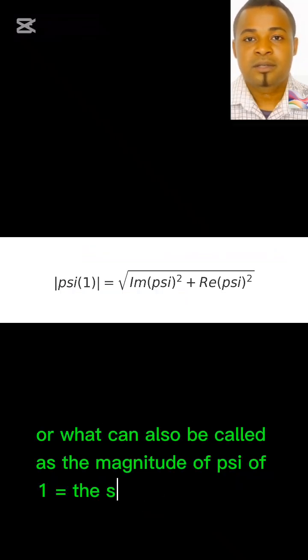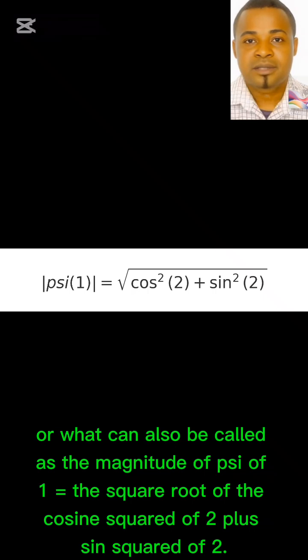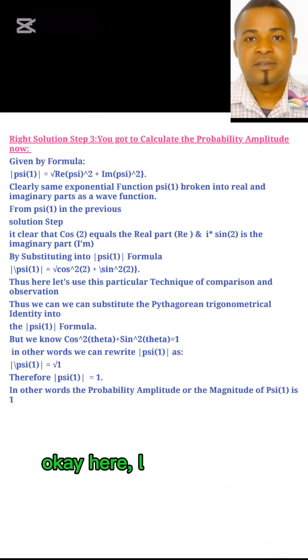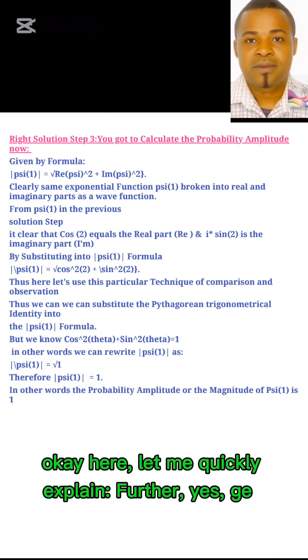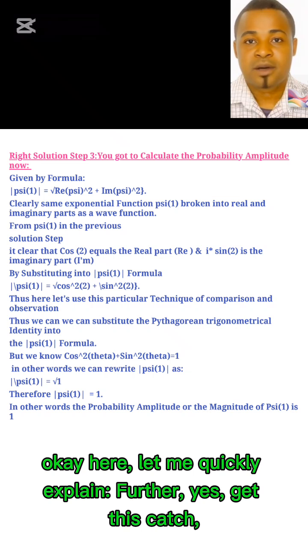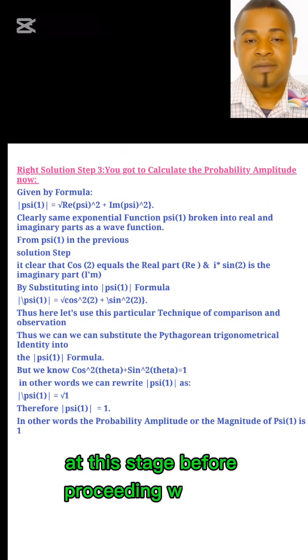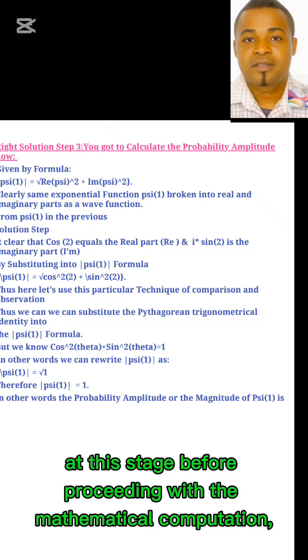Good, so now that you have a better understanding, let's quickly do the mathematical manipulations. So the probability amplitude of psi of 1, or what can also be called the magnitude of psi of 1, equals the square root of the cosine squared of 2 plus sine squared of 2. This reduces to the answer of 1. Okay, let me quickly explain further.